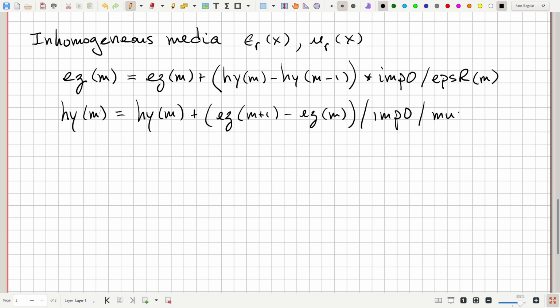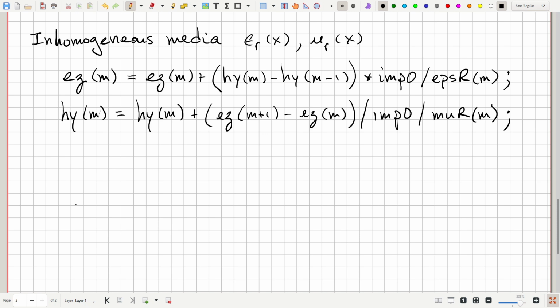Greek mu relative. And again, remember, this would really be m plus a half, and this would be m plus 1 and m, so this would be a central difference there. And again, if we wanted that to be inhomogeneous, we just make that an array. So that's all we have to do to handle inhomogeneous media. We're going to look at that in a minute on the computer.